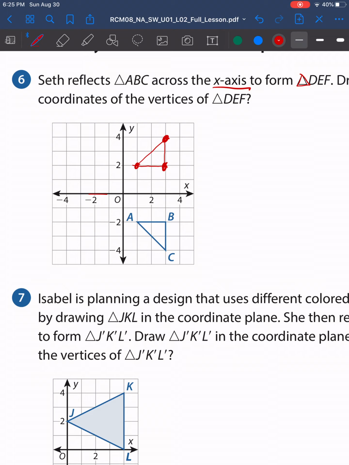Now I have to make sure I label DEF correctly. I can't just say DEF, okay? And here's the reason why. They have to correspond to ABC. So they have to match up, okay? So A and D have to correspond. So this would be D. B would be E. And then C would be F. You can't just go ahead and label it willy-nilly. You have to make sure they correspond.